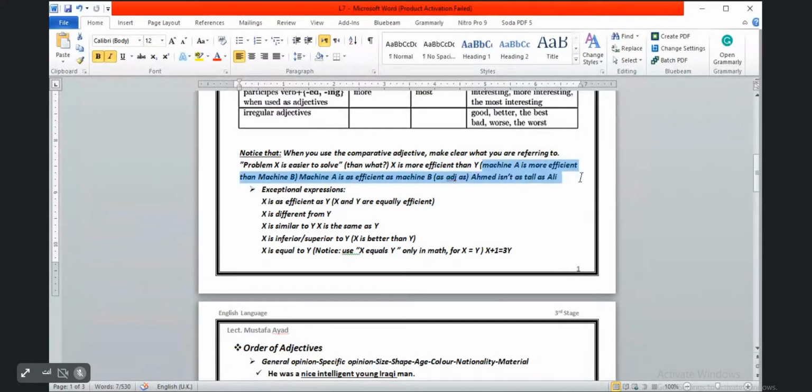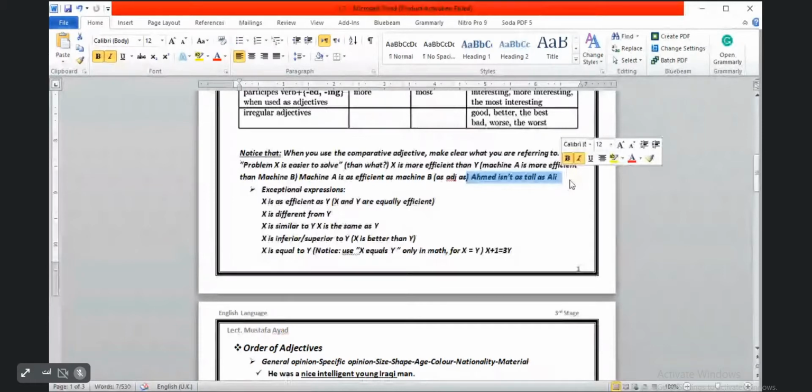Just like this example: machine A is more efficient than machine B. Machine A is as efficient as machine B. This is called as adjective as. I call it similarity, using adjectives for similarity or difference. Here you just change the affirmative into negative. For example, Ahmed isn't as tall as Ali. If I say Ahmed is as tall as Ali, it means they are the same height. But when I say Ahmed isn't as tall as Ali, it means they are not similar in height but different.